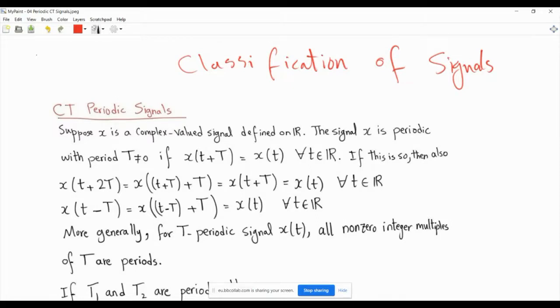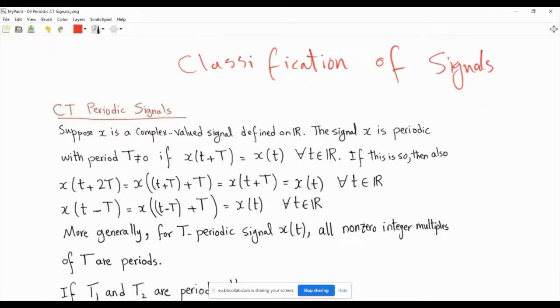Then we will take other types of classification, power signals, energy signals, and so on. So there are several ways of classifying signals. Our focus today will be on periodic versus aperiodic, and we will start actually with periodic and aperiodic continuous time signals.